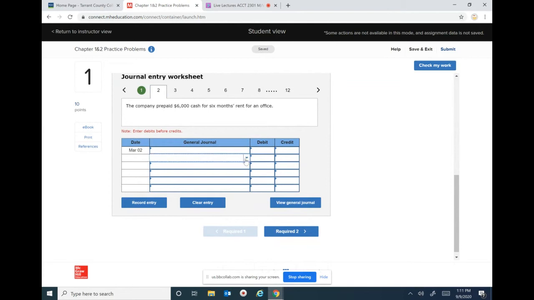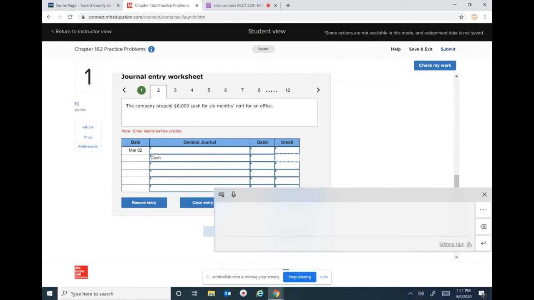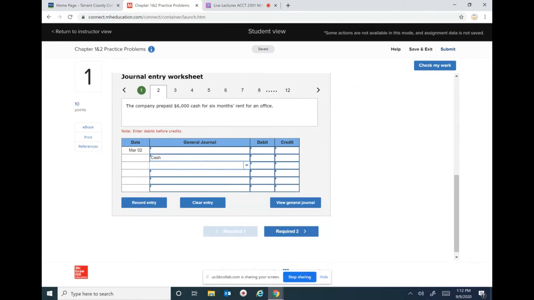When the company pays something, I'm going to start with the account that I'm going to credit, because I know that when the company pays or prepays, we need to credit that asset account. So here's the $6,000 that we will credit.